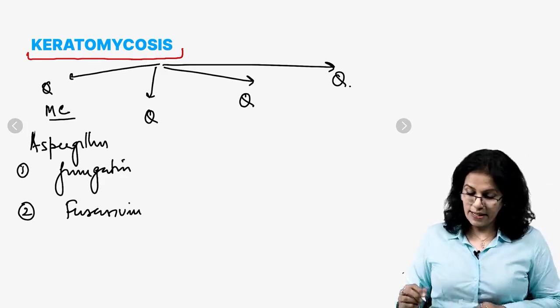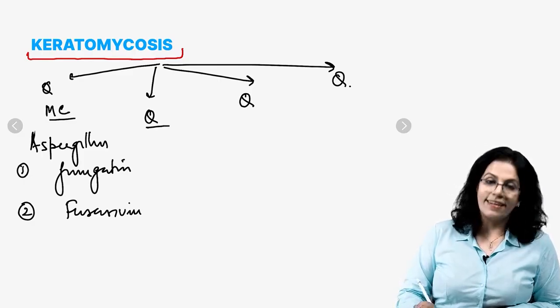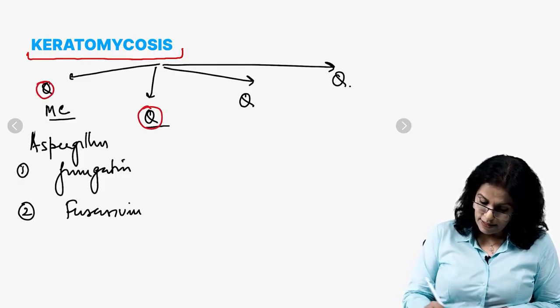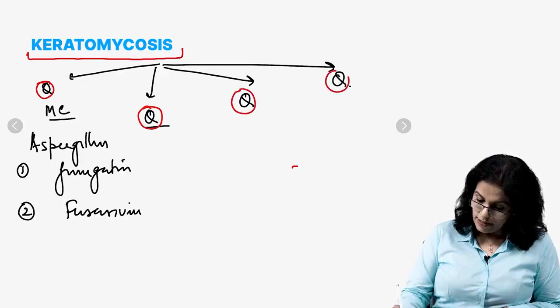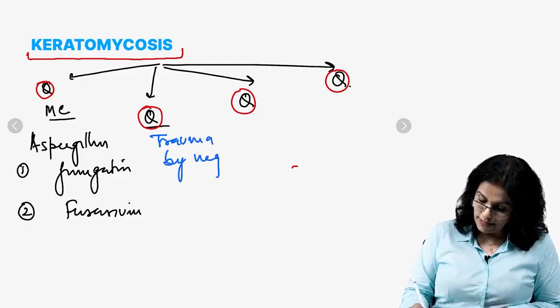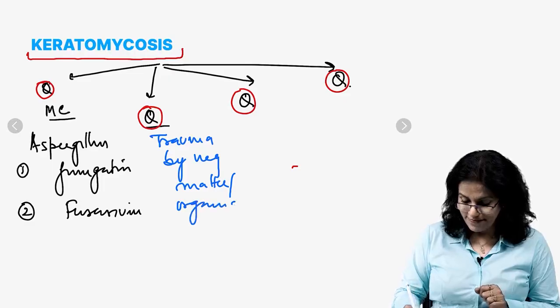Next question: why will you get a fungal keratitis? This has been a repeated question. We will answer trauma by vegetative matter. Vegetative matter means organic matter, that means a leaf or a twig. So this is what we mean.